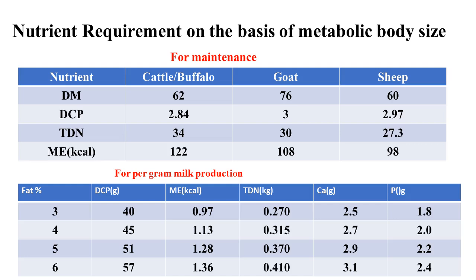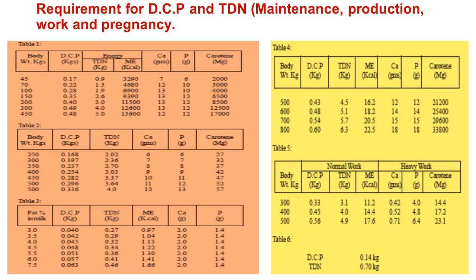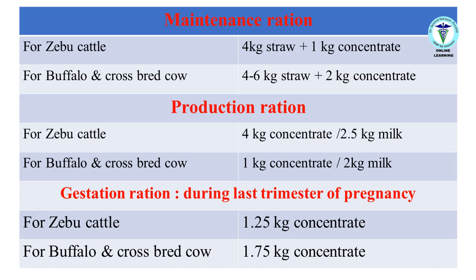This table shows the nutrient requirement on the basis of metabolic body size. This table shows the requirements for digestible crude protein and total digestible nutrients for maintenance, production, work and pregnancy. The maintenance, production and gestational requirements of ration for zebu cattle and buffalo or crossbred cows are shown in this table. Remember them as they are frequently asked in your examinations.